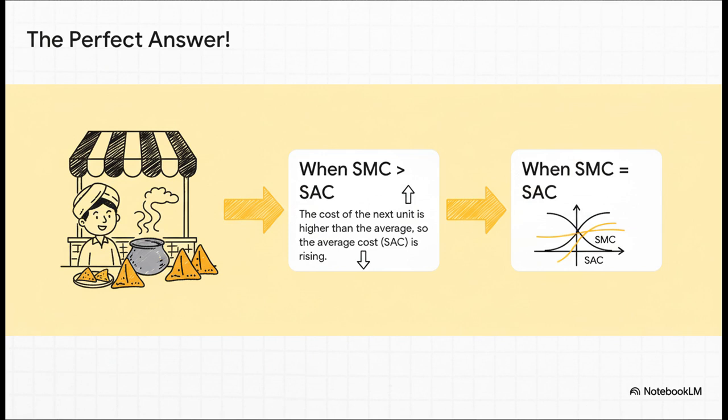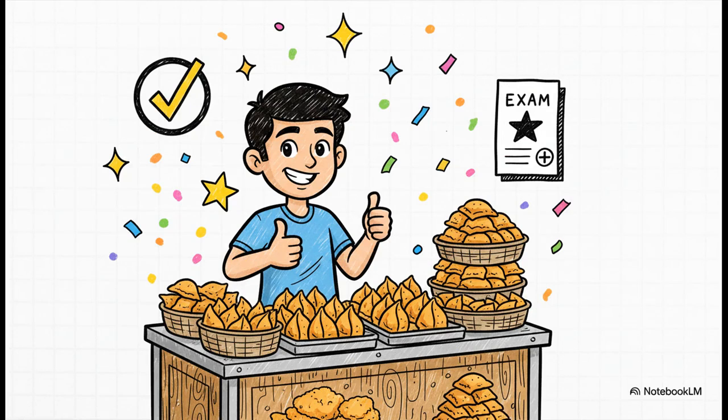And third, the golden rule. When SMC equals SAC, the average is at its absolute lowest point. This is where that SMC curve cuts the SAC curve from below. You just write these 3 points, draw the diagram, and I guarantee you'll get full marks. And that's it. Production and costs all done.